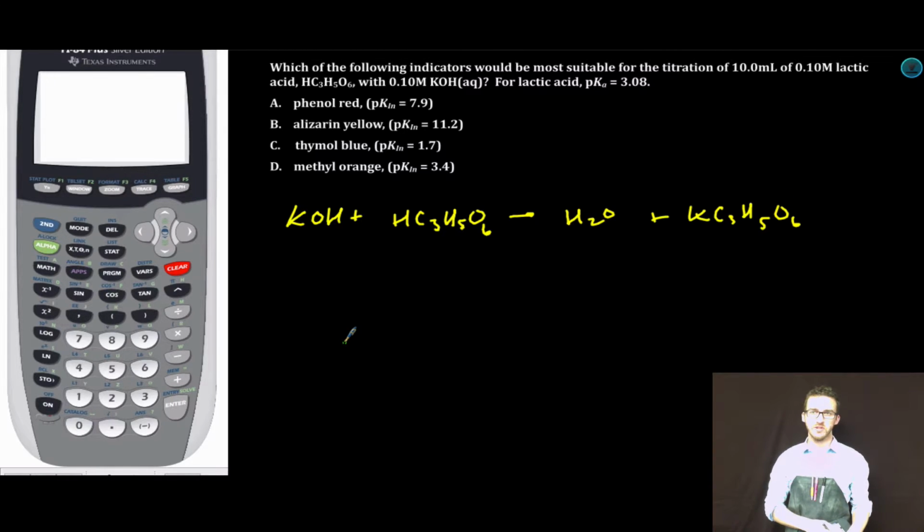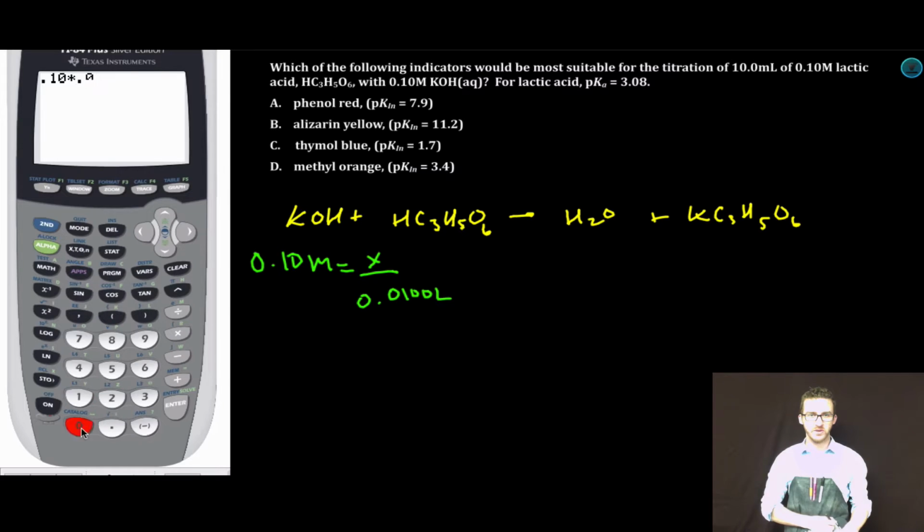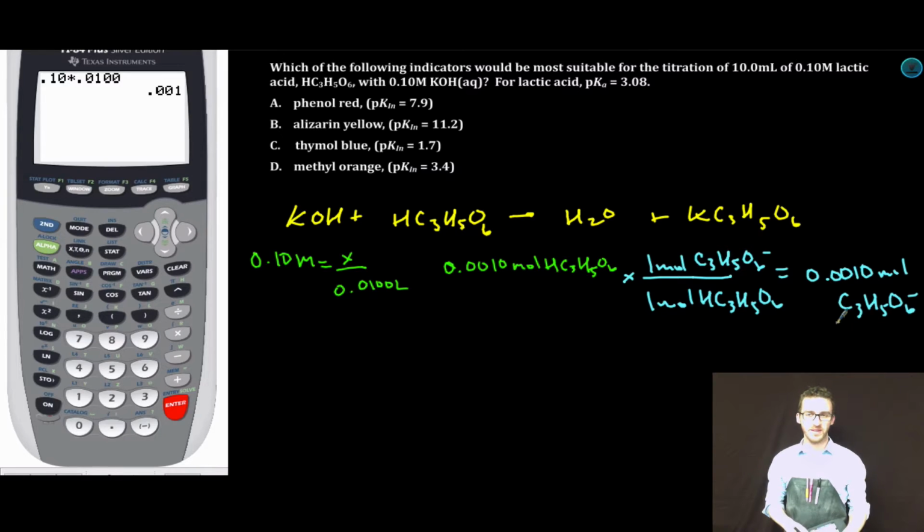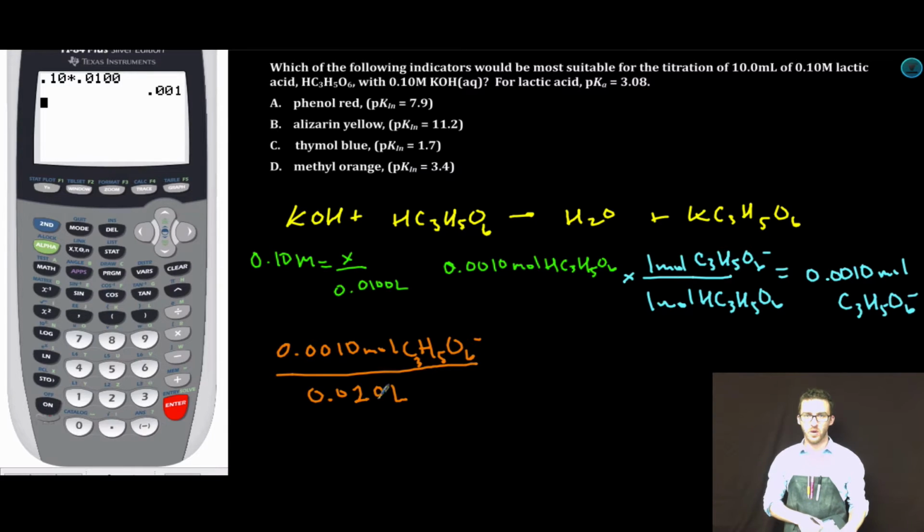First thing I'm going to do is use my molarity equation to determine how many moles of lactic acid has reacted. Boom. Quick jump to my calculator. 0.10 times 0.010 liters, I've reacted 0.0010 moles of lactic acid. Based on my stoichiometric ratio, that means that I've also produced 0.0010 moles of my salt and conjugate base, lactate ion. Boom. And the concentration of my lactate ion is going to be my number of moles, 0.0010 in 20 milliliters.